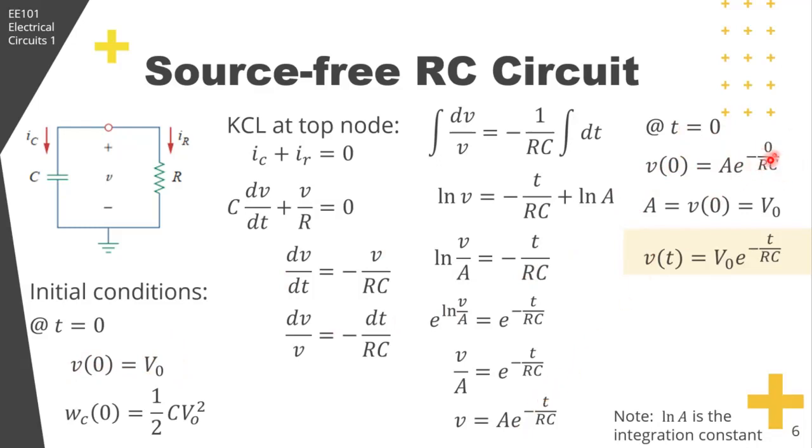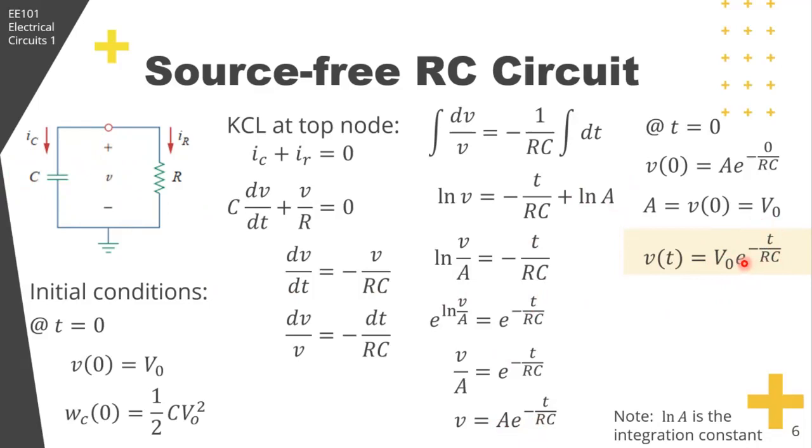So, e to the 0 is 1. That means a is equal to v at 0, which is also equal to v0. So this constant a is just equal to v0. Okay? In short, for the source-free RC circuit, the voltage across the capacitor is just equal to the initial voltage times e to the negative t over rc.